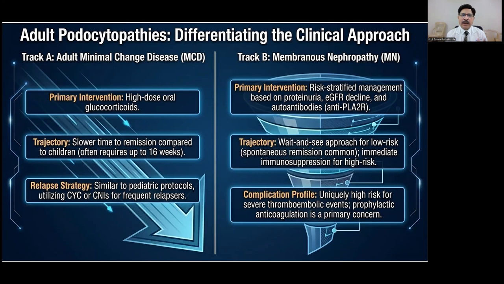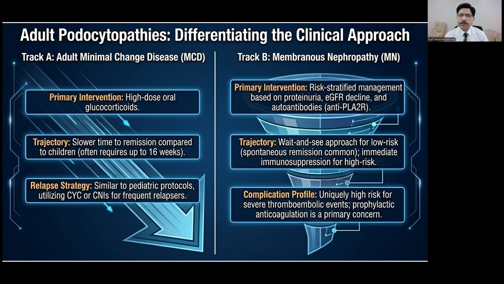This is track A. Track A is for what? Minimal change disease. Track B is for membranous nephropathy. Risk stratified management based on proteinuria, eGFR decline, and autoantibodies, anti-PLA2R antibodies. Okay, trajectory, wait and see approach for low risk patients. Spontaneous remission can occur in case of membranous nephropathy. Immediate immunosuppression for high risk patients. If the patient is of low risk, I wait for the spontaneous remission with a little steroid. Immediate immunosuppression is required because it is membranous nephropathy for high risk patients. I have to assess the eGFR decline, the proteinuria, and the autoantibodies.